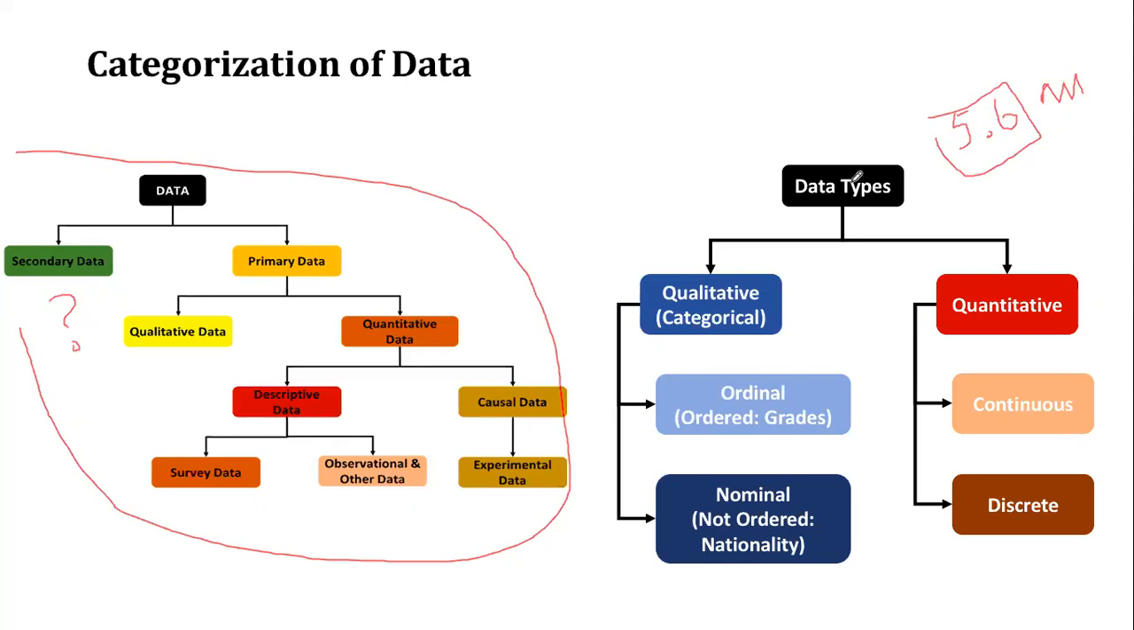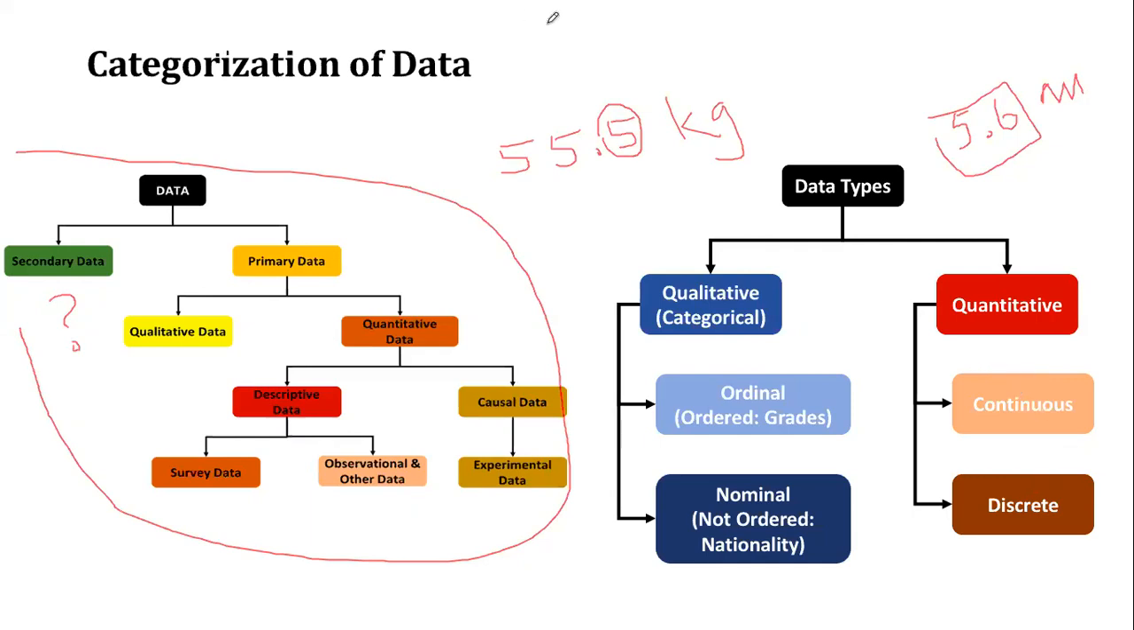The other one is weight, right? If you take weight, let's say 55.5 kilos, again continuous. Why? Because it has these decimal points, right? So this is why we call these continuous data.